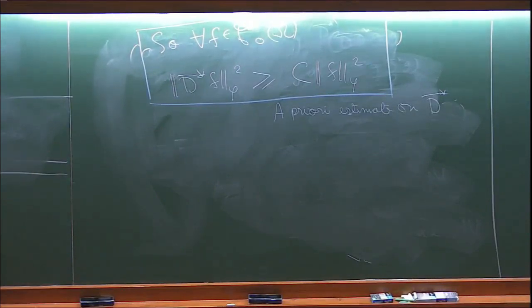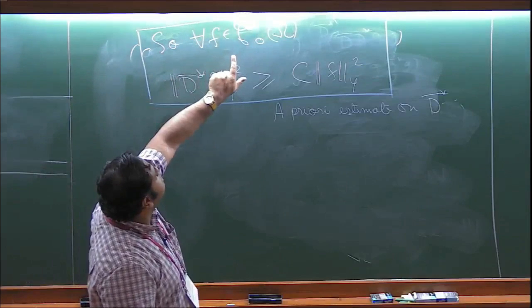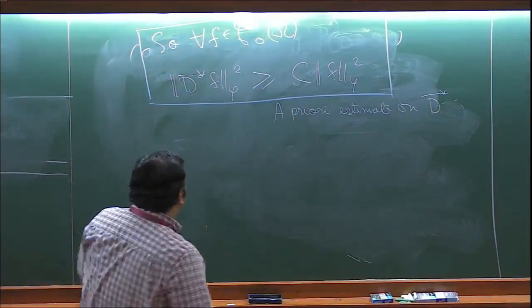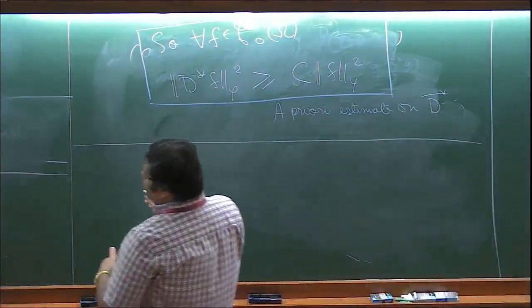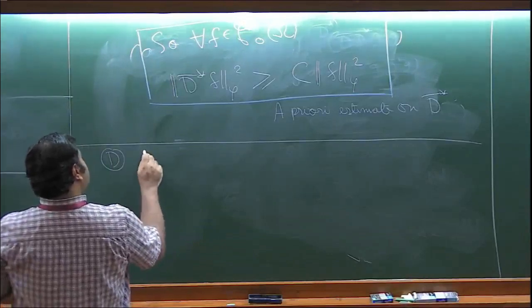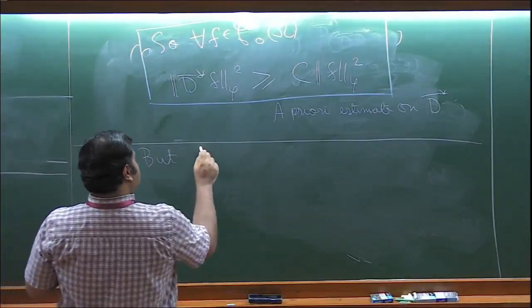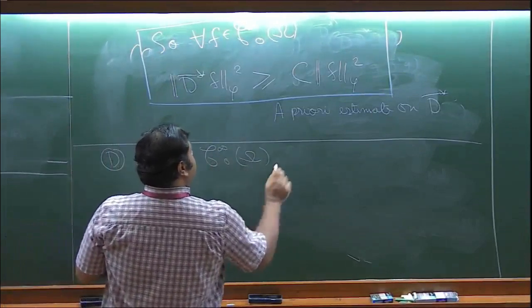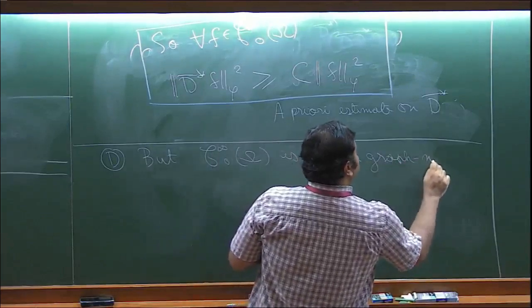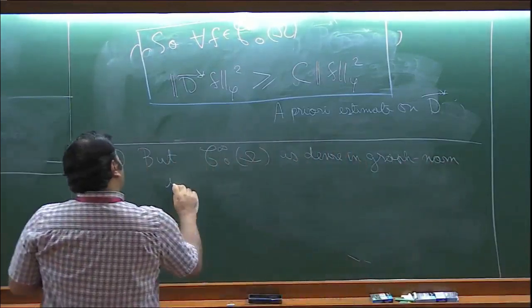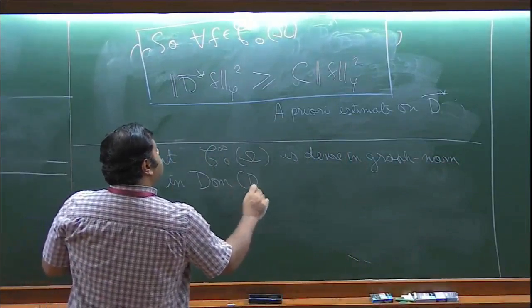But there is a small problem that this inequality must hold for every element in the domain of d star, okay? Which is not quite the case here, because this has been shown only for things which have compact support, but it is not a big deal. By one of the things we have there, C infinity with compact support in omega is dense in the graph norm in the domain of d bar star.